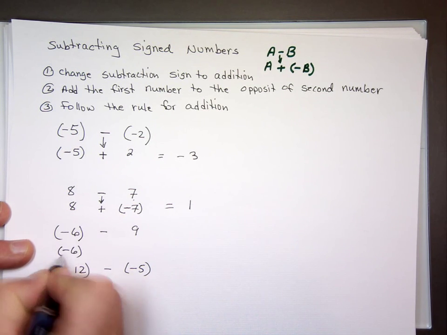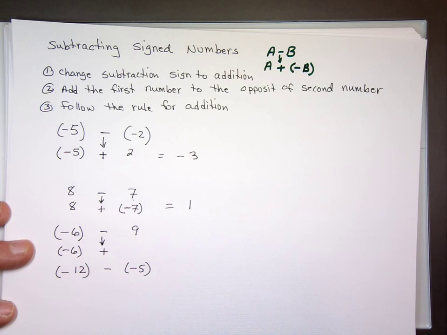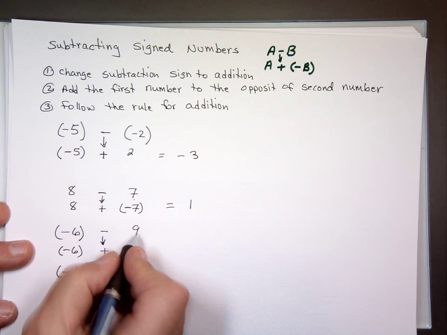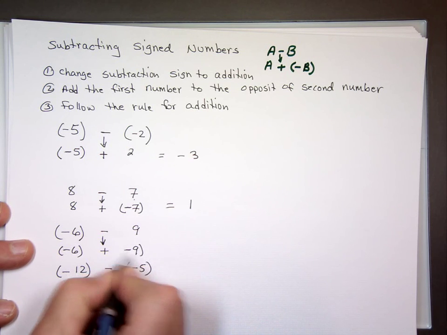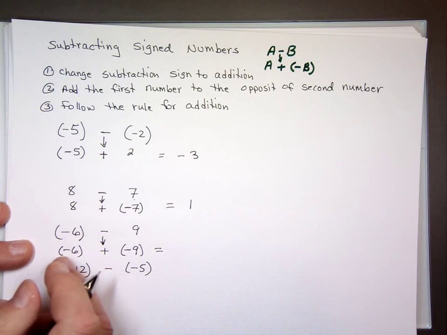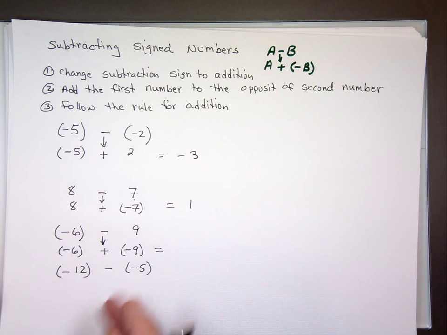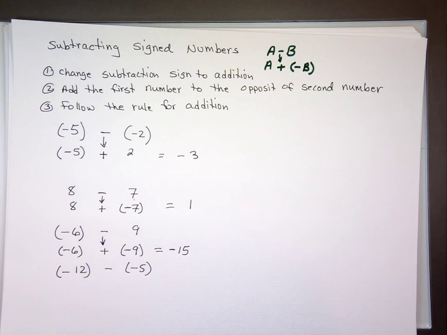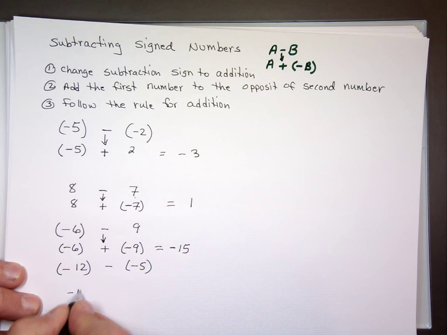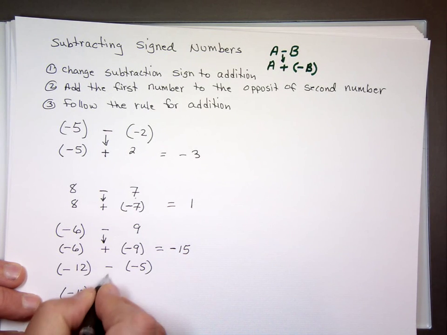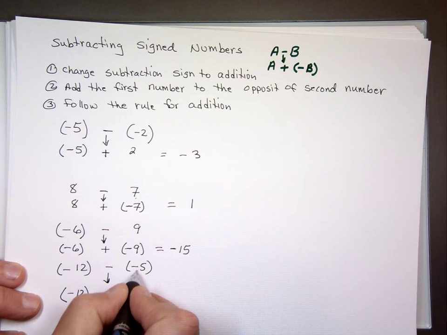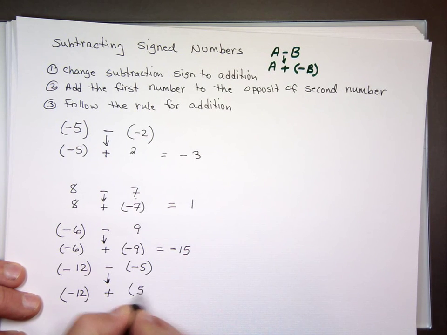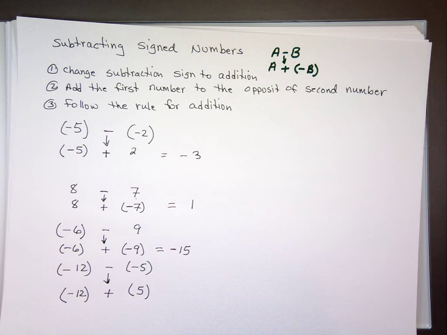-6. This becomes plus. And what's the opposite of 9? -9. Let's do the addition here. Same sign or different signs? Add them and keep the sign. Is it -15? First number stays. That doesn't change. Subtraction becomes addition, opposite of the second number. Notice like KFC: keep, change, and opposite, instead of flip the sign basically.